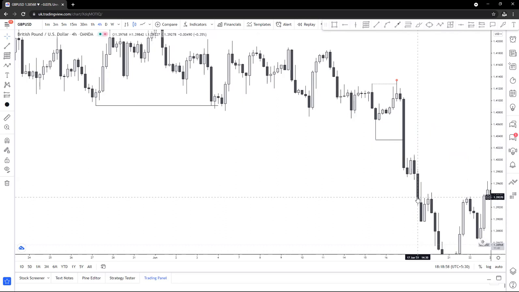And now even this order block is pure liquidity, because why? Imagine how many people are looking at this thing. Now imagine how many people are looking at this. Do you think it would work? No, because there's a lot of stop losses above this.